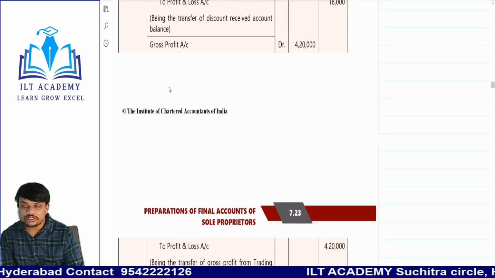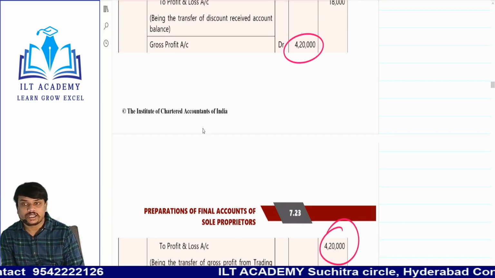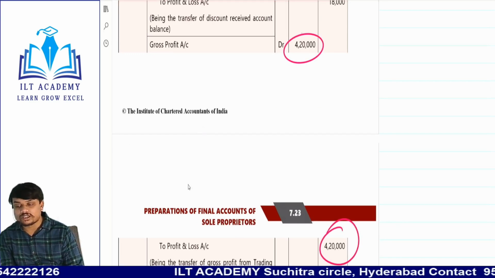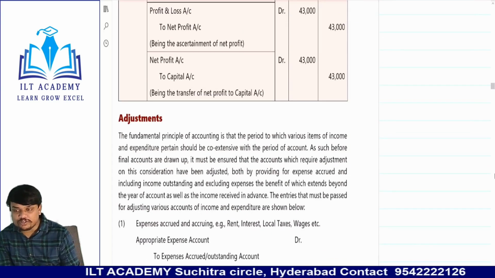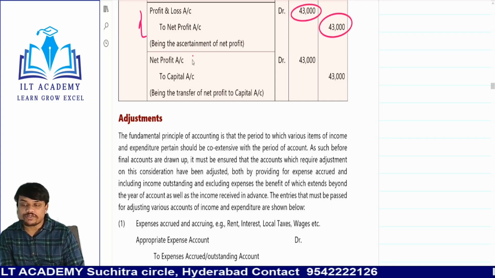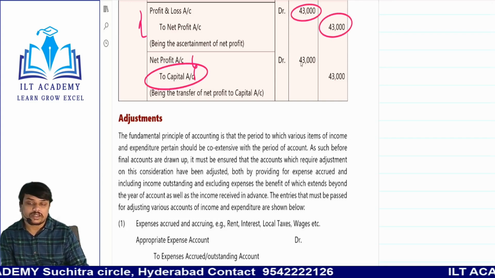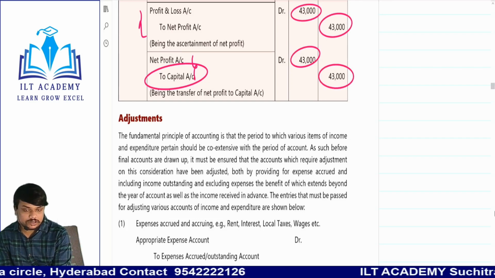Next, gross profit to profit and loss account, which is brought down from the trading account. Okay, the gross profit account debit to P&L account. Now from that, profit and loss account debit to net profit, which is 43,000. Now net profit will be transferred to capital account, 43,000. Got it? Clear, ma?